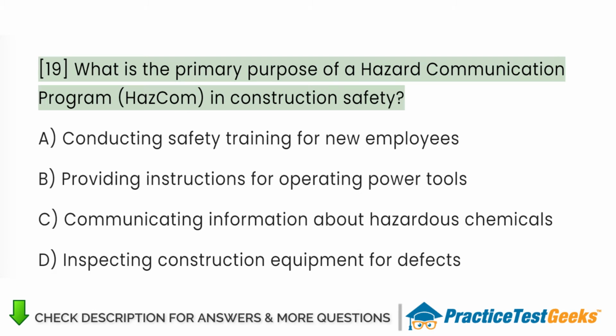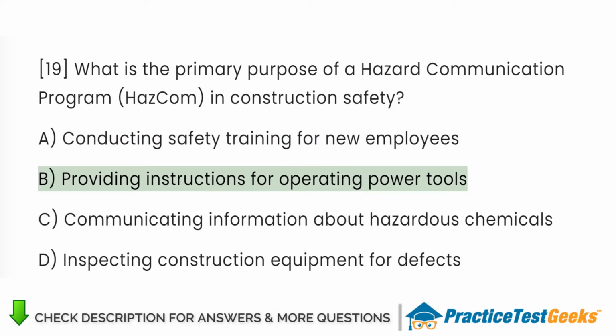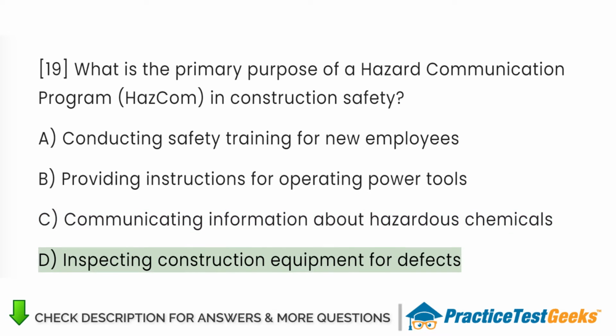What is the primary purpose of a Hazard Communication Program, HAZCOM, in construction safety? A. Conducting safety training for new employees. B. Providing instructions for operating power tools. C. Communicating information about hazardous chemicals. D. Inspecting construction equipment for defects.